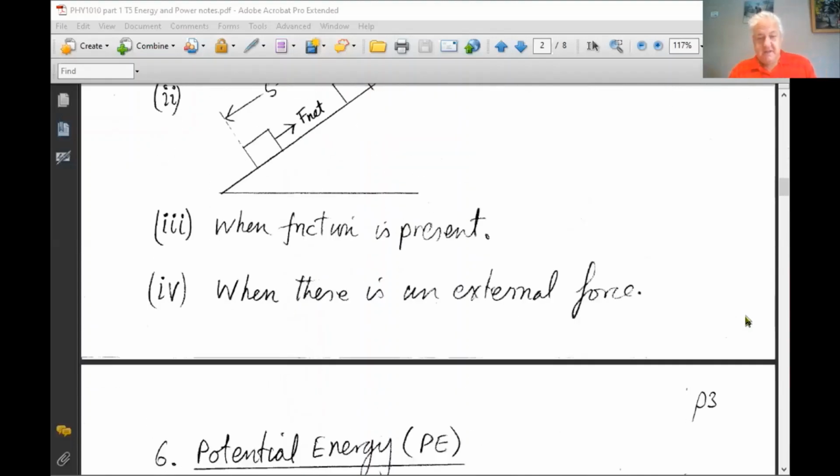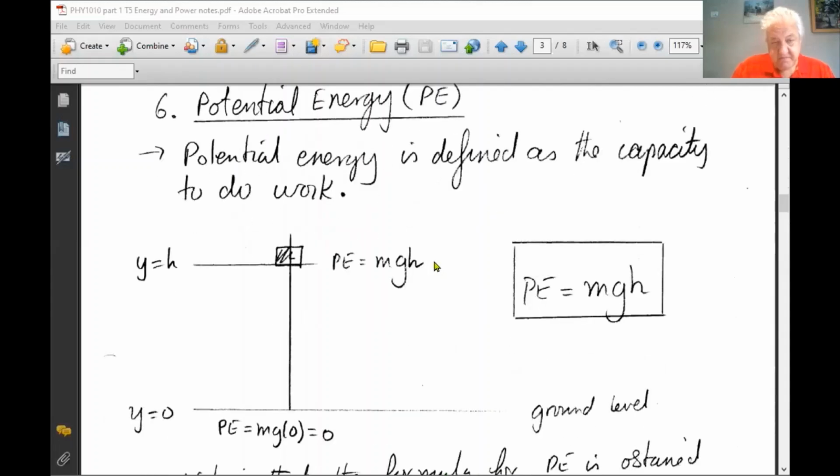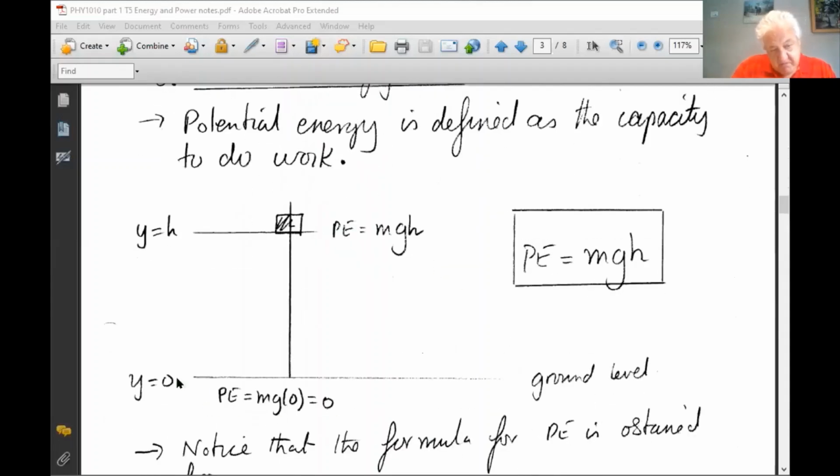Right. The next page, potential energy. Again, let me read through this page and then explain some of the ideas on the whiteboard. Potential energy is defined as the capacity to do work. It can also be thought of as stored work. By the way, we can define the zero of energy anywhere we want, and then calculate from that reference point.